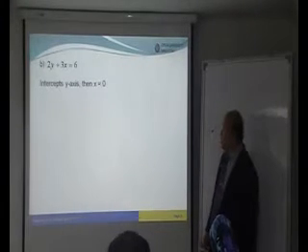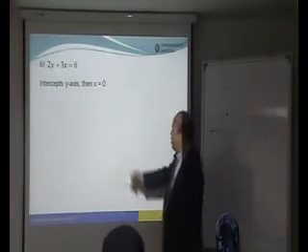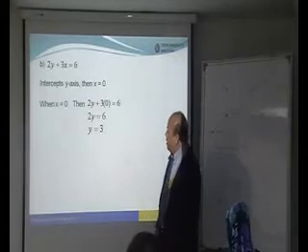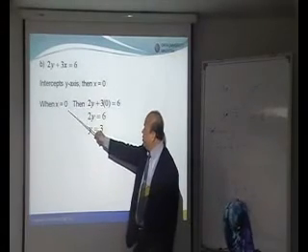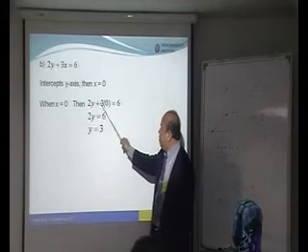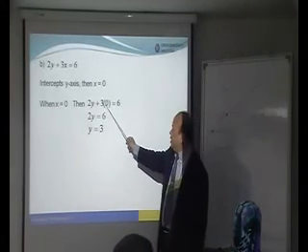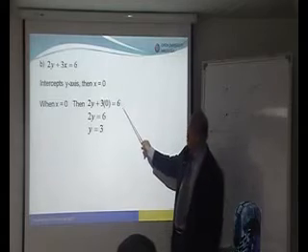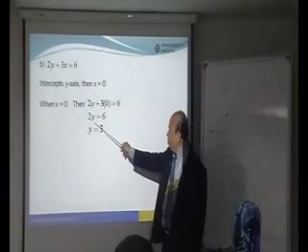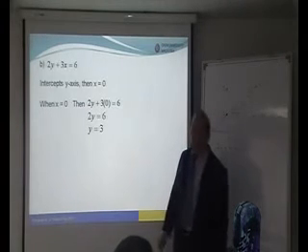Okay, example B. Same thing. 2y plus 3x equals 6. Find the intersection on the y-axis. You substitute x with 0. So when x equals 0, you get 2y plus 3 times 0 equals 6. So this one is 0, isn't it? So the remainder is 2y equals 6. Shift the 2 over to the other side, so 6 divided by 2 will be equal to 3.